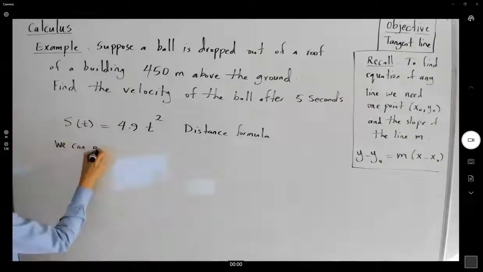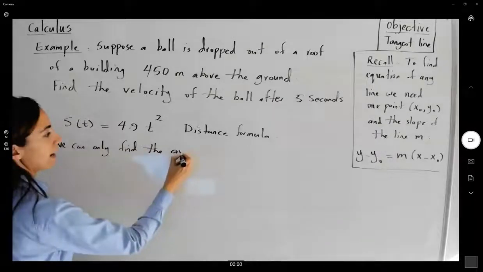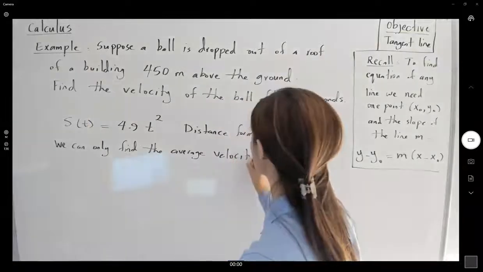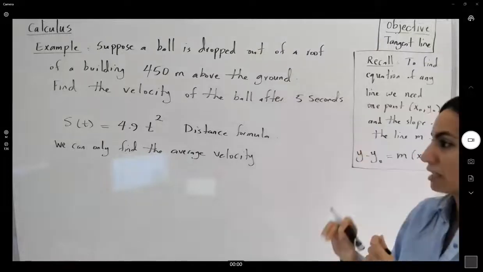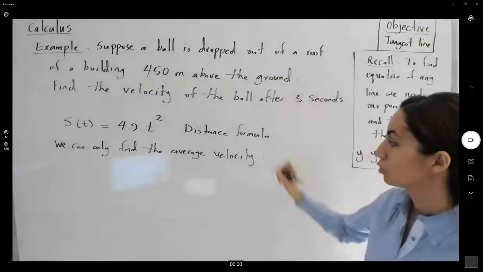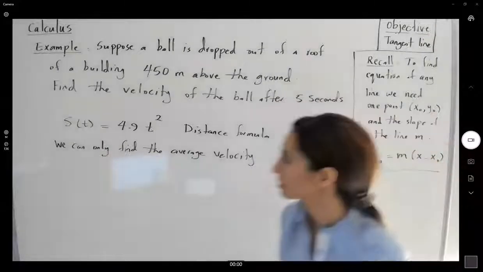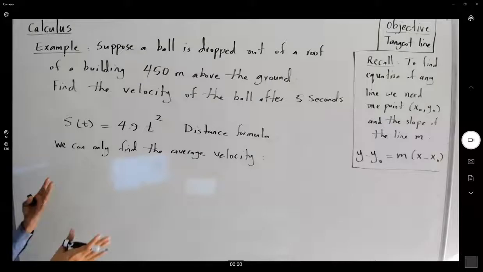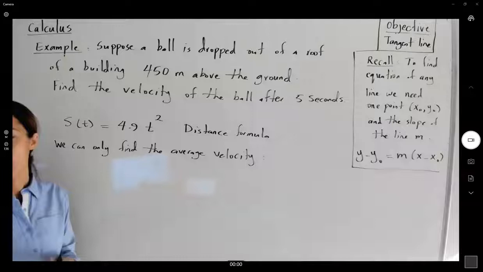You can only find the average velocity, which is not the same as instantaneous velocity. It's almost, you can say that, maybe close. To find the instantaneous velocity, we need to use the definition of limit. Okay, very well. What are we going to do? We're going to use y values, the difference between y values over the difference between x values.